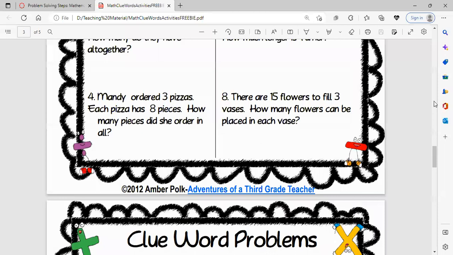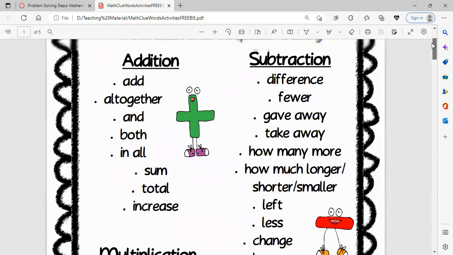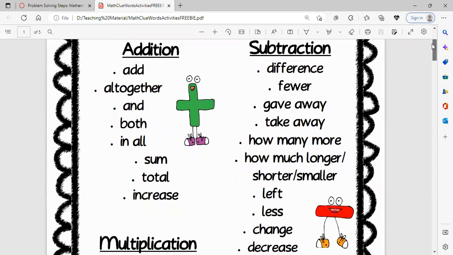All right, so let's quickly look at the keyword list. These are some of the keywords for addition: add, all together, and both, in all, sum, total, increase. Does anyone want to read the subtraction keyword list?